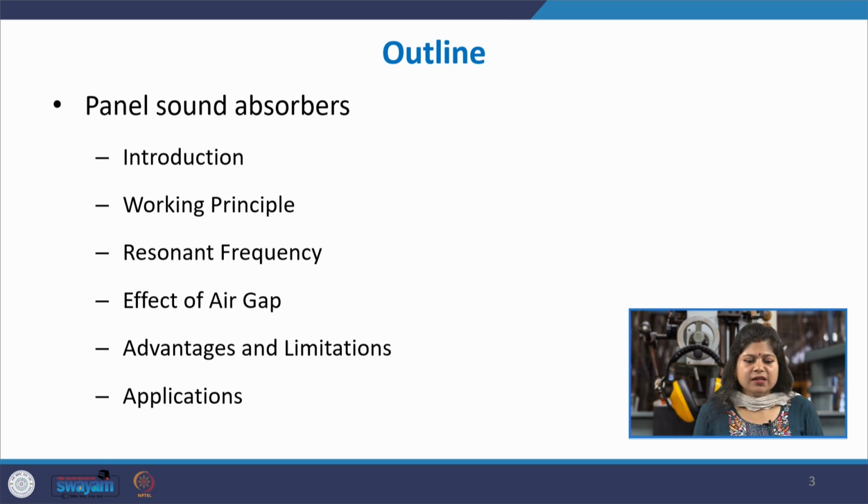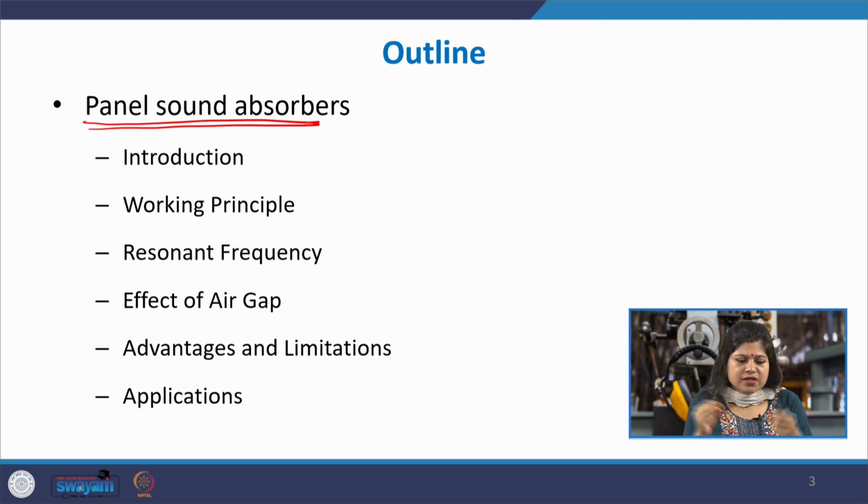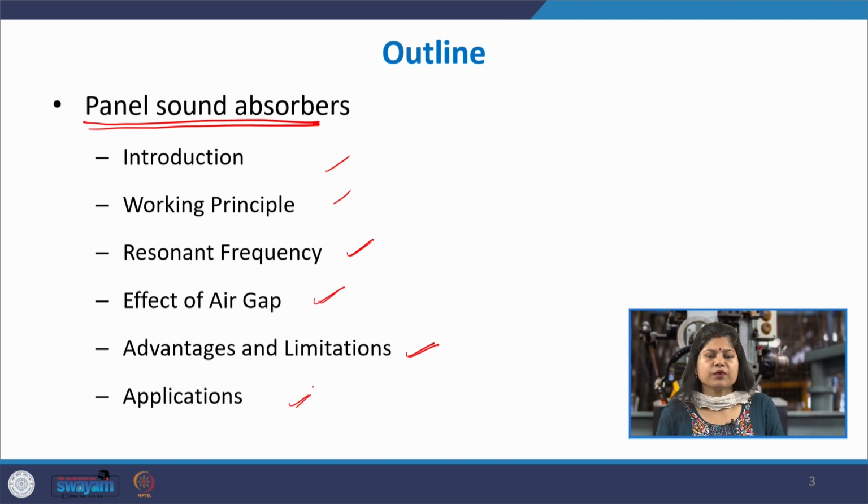So, we will see the next type of sound absorbers, which are the panel sound absorbers, in this lecture. We will give the introduction, the working principle and the resonant frequency for this absorber, the effect of the air gap, which plays a very crucial role in the functioning of this absorber, and the advantages, limitations and applications of these kinds of absorbers.